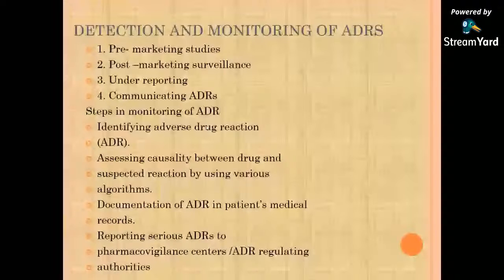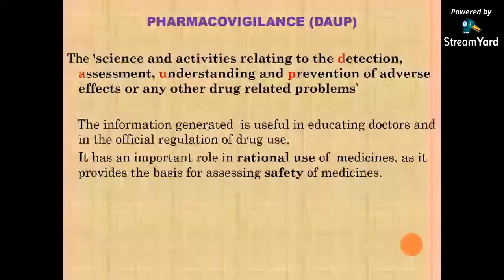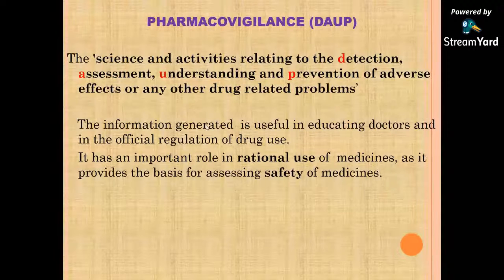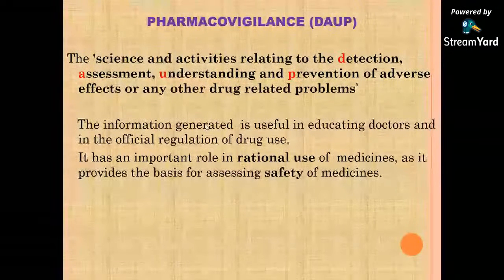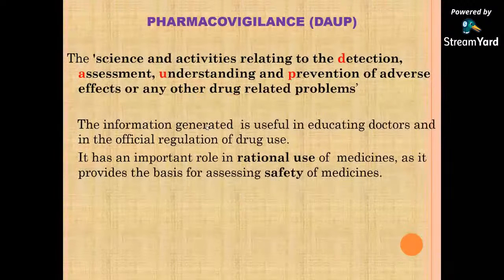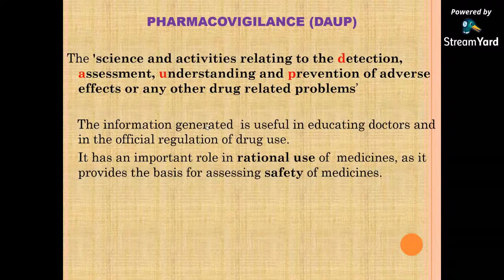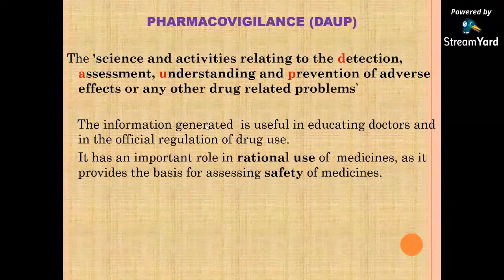Pharmacovigilance is the science and activities relating to the detection, assessment, understanding and prevention of adverse effects or any drug-related problem. So what is pharmacovigilance? It is the science related to the detection, assessment, understanding and prevention of a particular type of adverse drug reaction or any problem related to the drug.